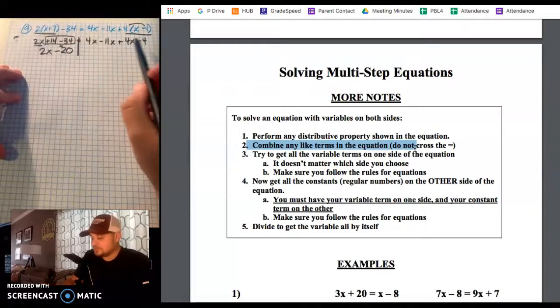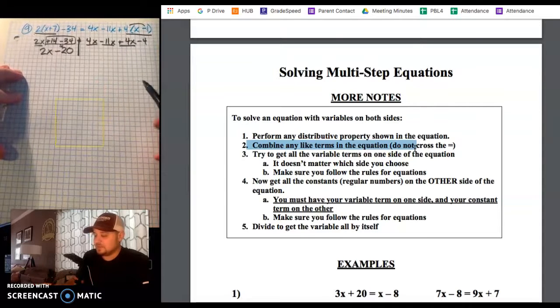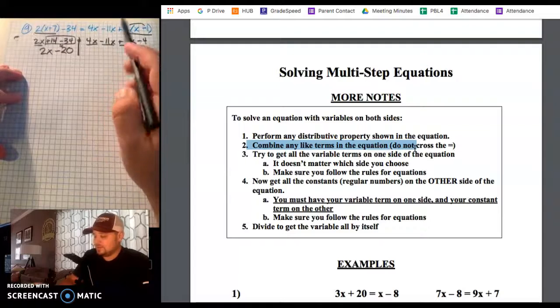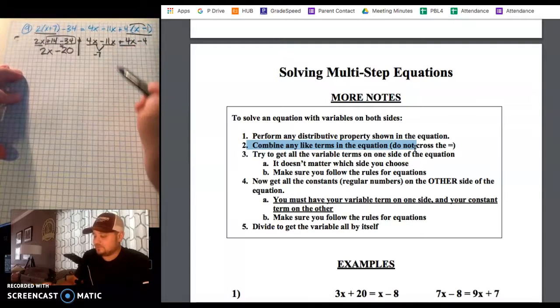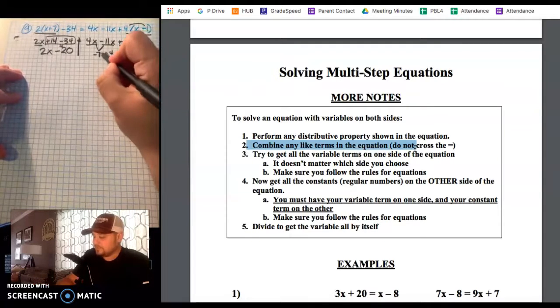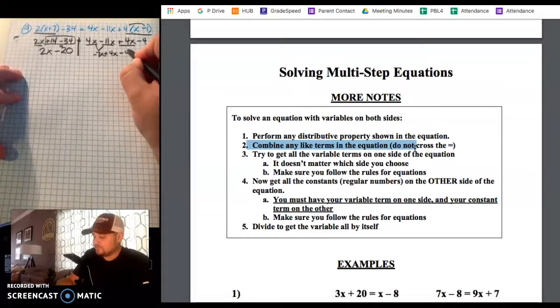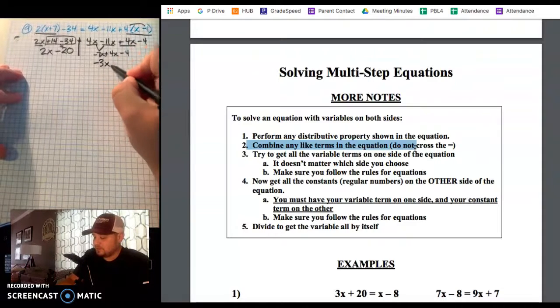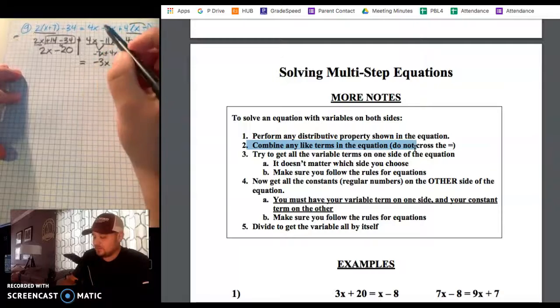Now let's look at this side. This side I've got 1, 2, 3 terms that have x's, and so I can combine all of those. 4 minus 11 is negative 7. All right, then I've got this 4x here, so negative 7 plus 4 is negative 3. So negative 3x minus 4.